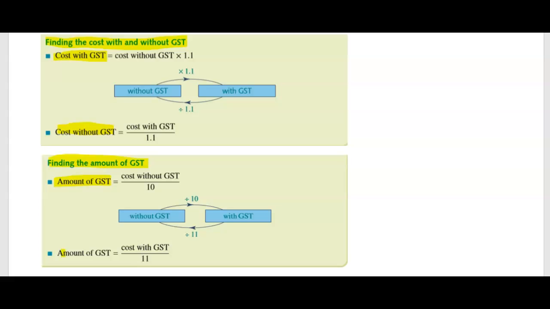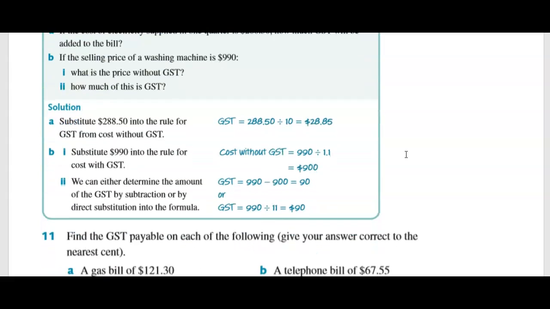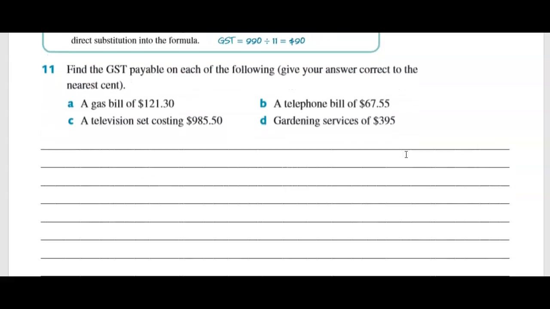If you want to find the amount of GST and you've already got GST added, so buying the chocolate bar for $1.10, you divide it by 11. So $1.10 divided by 11 also gives you 10 cents. It just depends on whether you have the cost without GST or the cost with GST. These four formulas we'll be using for questions 11 to 15. There's an example there. You can read it in your own time. I'm not going to go through it.